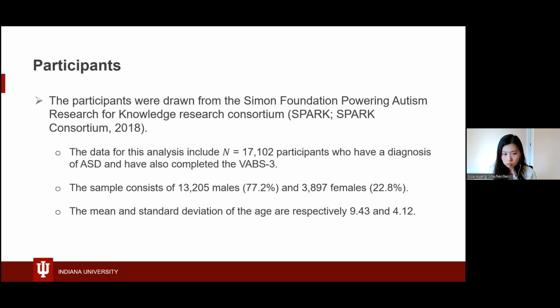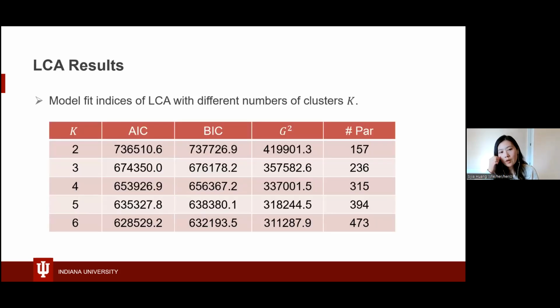Since we're focusing on children, we also computed the mean and the standard deviation of the age of our participants. The mean is about 9.43, and the standard deviation of age is about 4.12. This is the overall information of the participants we are using in this analysis. So here come the LCA results.